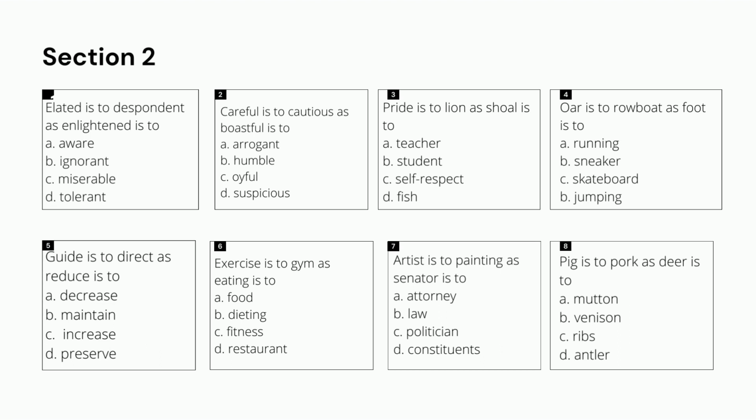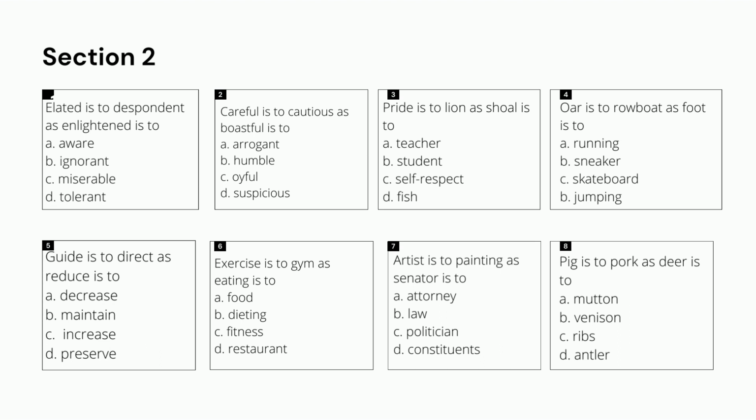Section 2, number 6. Go ahead and start reading. Exercise is to gym, as eating is to... Option D. What does option D say? It says preserve. Oh, no. Sorry, wrong one. It's actually restaurant. Okay, awesome. You see, that's just showing you that some of you guys are maybe losing it with me, you know, tracking with me, right? But see, we can get back on track.